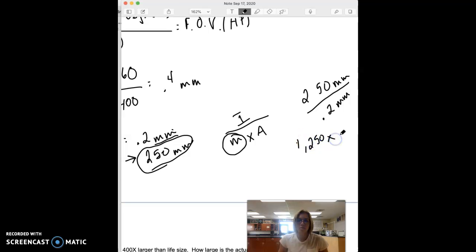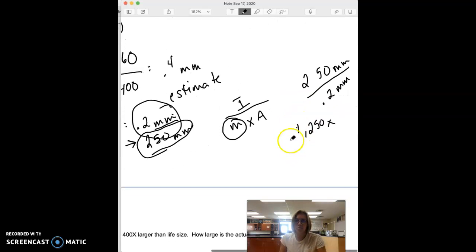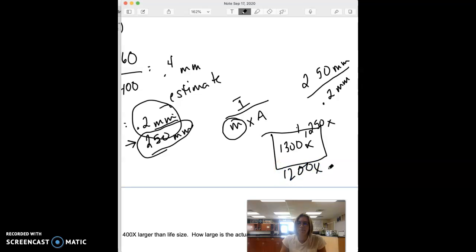1,250 times. However, think back to our problem, right? This number, the actual number, this was an estimate. So we can only use one significant figure here. So we're going to go to 1,300 times will be our answer. Okay, and we could even go down, honestly, you could even take it down to 1,200 could be acceptable as well. Okay, so there's kind of that 100 times range there.